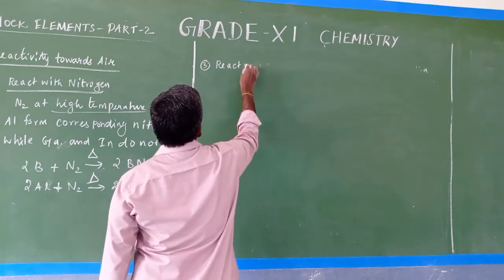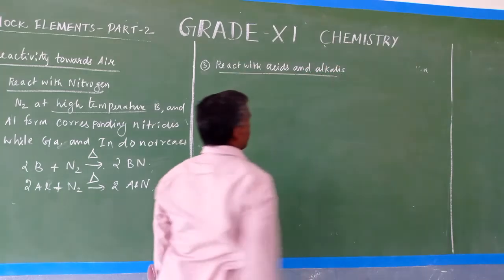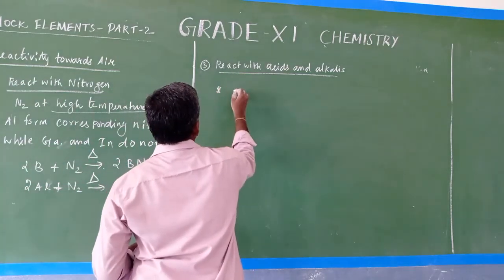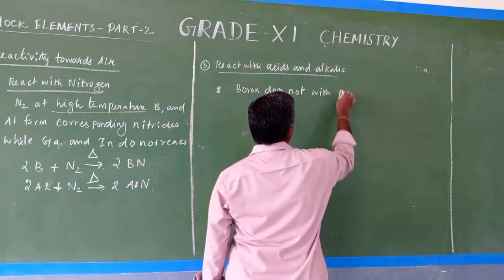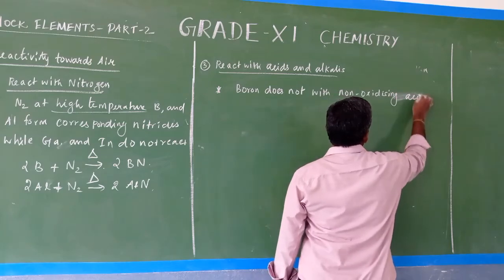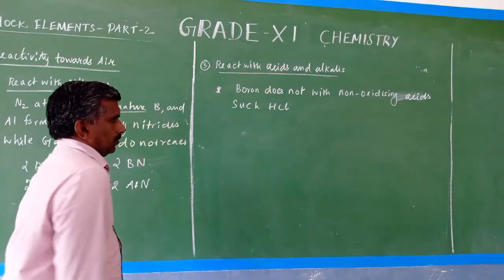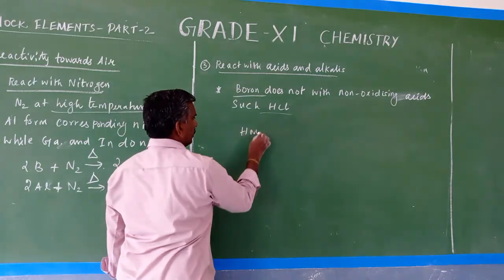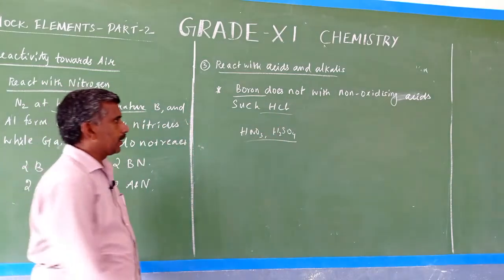Now the third one: reaction with acids and alkalis. How does boron react with acids and with bases, that is alkalis? This is very important. Boron does not react with non-oxidizing acids such as HCl. Acids like HNO3 and H2SO4 are oxidizing in nature, but HCl does not oxidize, so boron does not react with it.